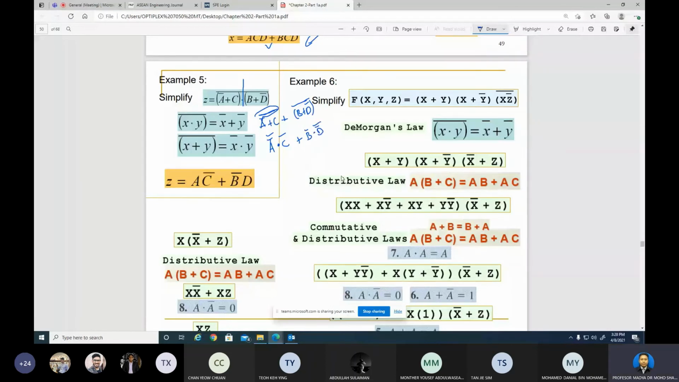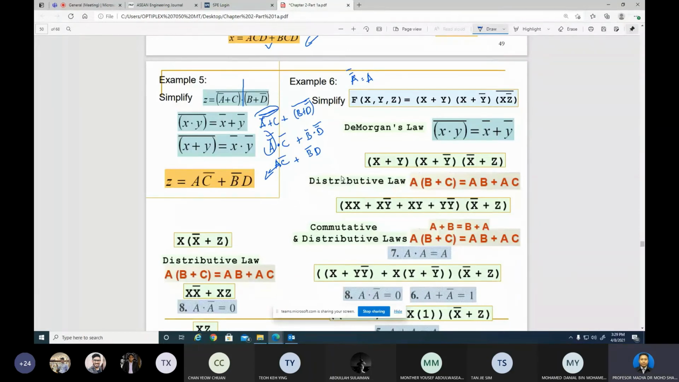So A double bar will be A. Okay, this is familiar. You can check the rule number; I forgot the number of the rule, so you can check on the rules. So this one will be A multiplied by C bar plus B bar D. So this one will be cancelled out. So this is how to use De Morgan plus the rules. A double bar will be A.